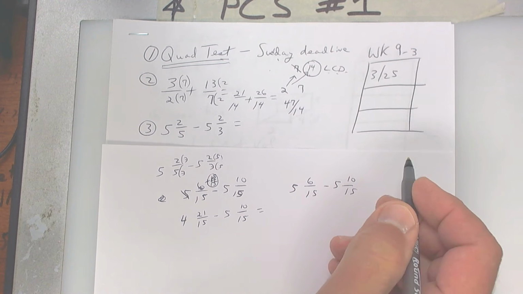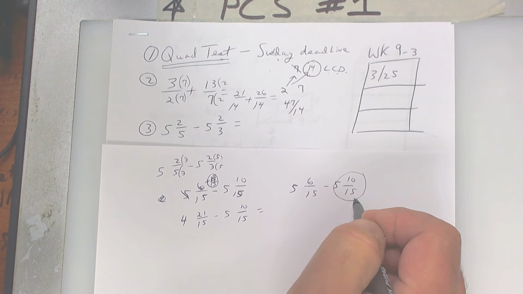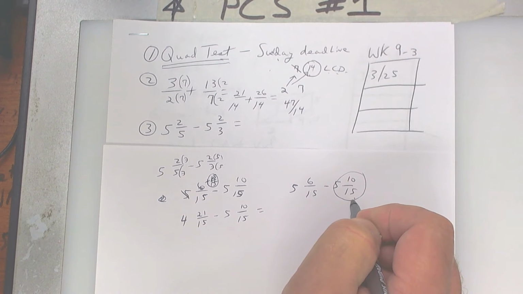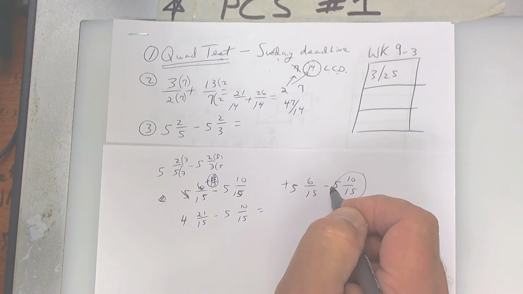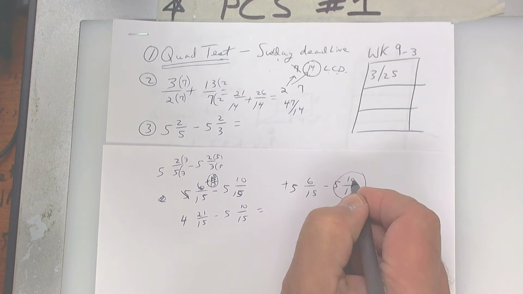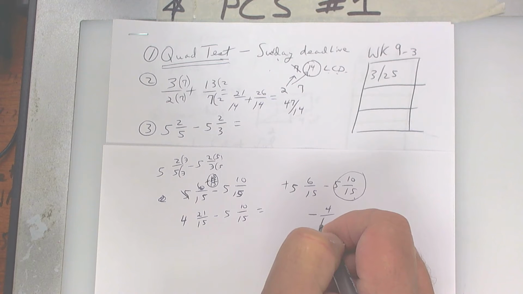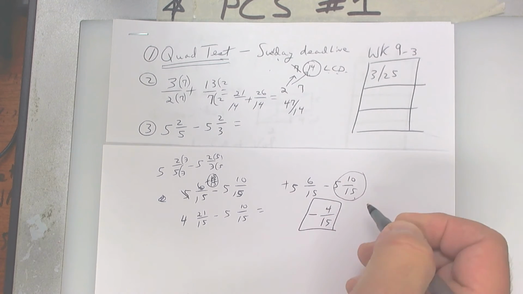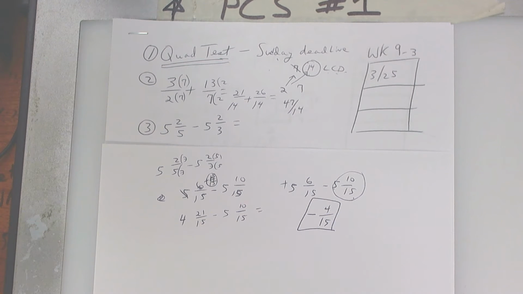All right, well here, this is bigger. This is your bigger number. So this is a positive, but you have more minuses. So it's going to be a negative 10 minus 6 is 4 over 15. That should be your answer. Okay? So you got to go from the bigger number. That one was a little tricky.